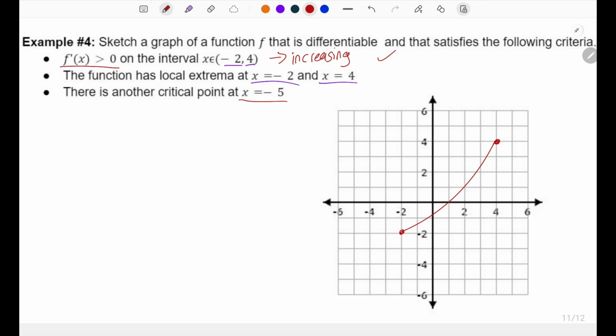So the left one I'm going to make a minimum. That's the only thing we can do. And the right one I'm going to make a maximum. We're kind of forced into what kind of extrema it must be. And so there we go. And another critical point at x equal to -5. So this is where we have to think back to that x cubed example. X cubed had a critical point because the function was basically flattening out there. So where we have slope 0, but it did not lead to a local max or min.